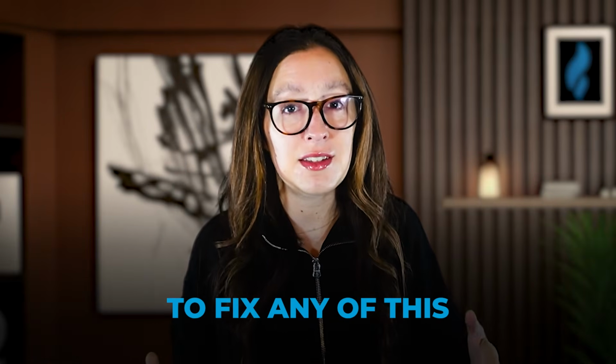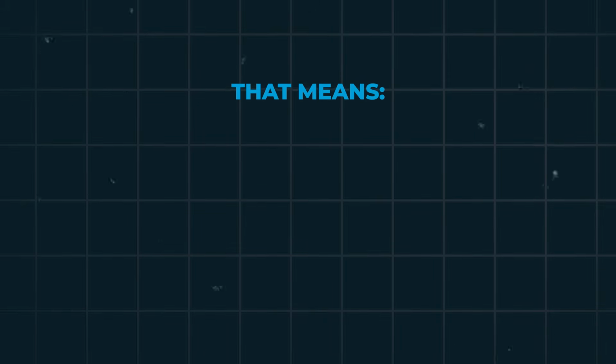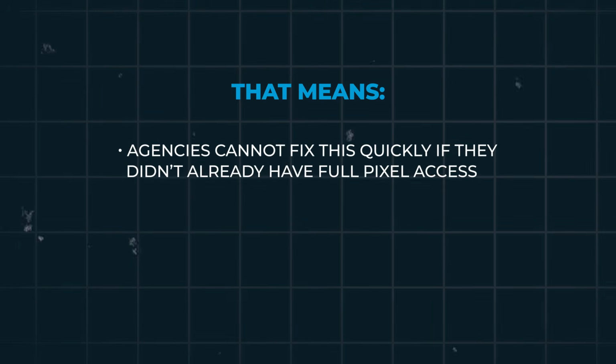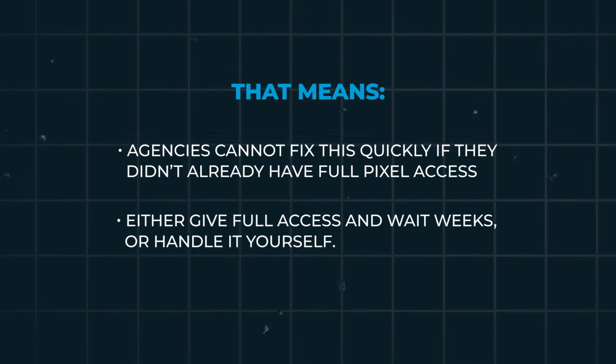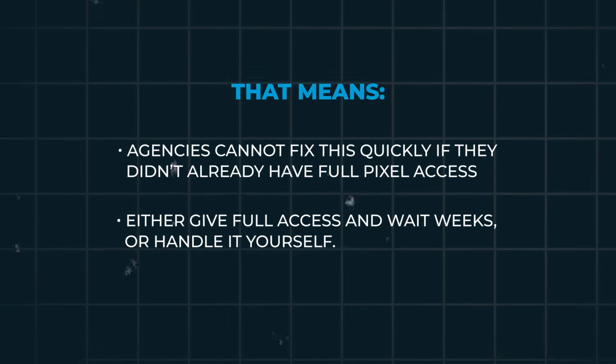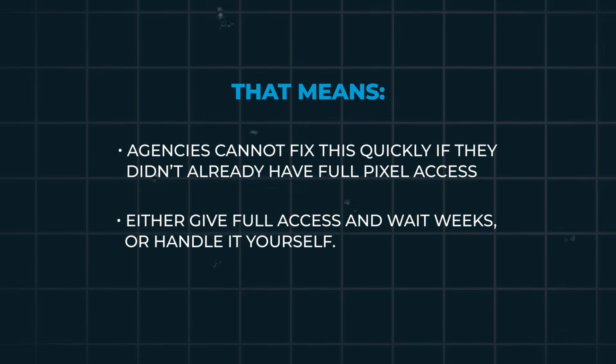Now, here's the biggest problem that most people don't realize that's important. To fix any of this, you must have full pixel access. But with the new pixels, Meta does not allow partner access for several weeks. That means if you're working with an agency, agencies cannot fix this quickly if they didn't already have full Pixel access. This means business owners like yourselves must either grant full business manager access and wait 2 to 7 weeks for agencies like us to fix it, or handle it yourself.